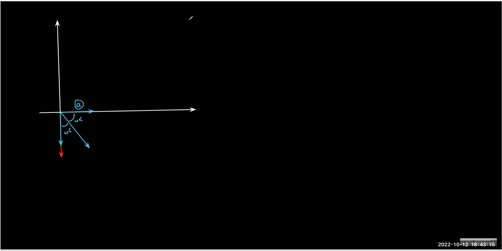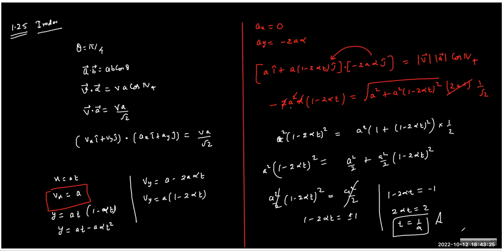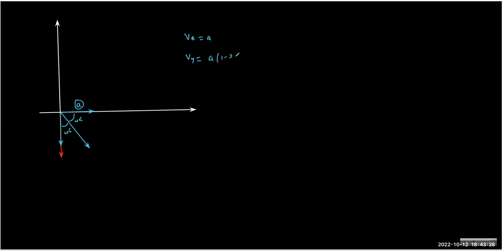So basically, value wise, the x component Vx is A, and Vy is how much? How much did we get for Vy? A into 1 minus 2 alpha t. So for 45 degrees, the V vector will make 45 degrees only when both components are equal in value. So the y component is negative. So minus of the y component, which is a positive value, is the same as x, and therefore minus A times 1 minus 2 alpha t is A, which you can cancel. So minus 1 plus 2 alpha t is 1. So 2 alpha t is 2. So t is 1 over alpha.